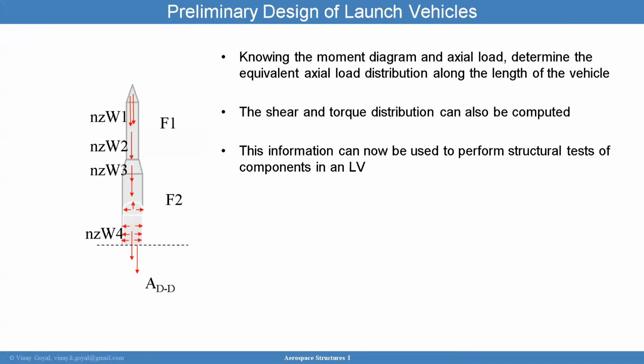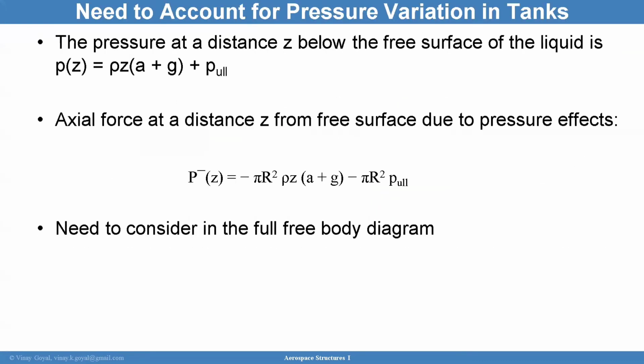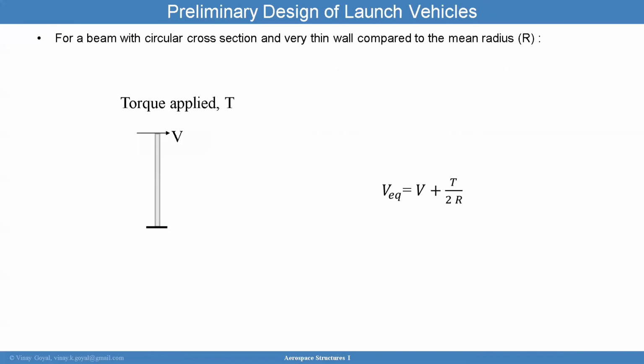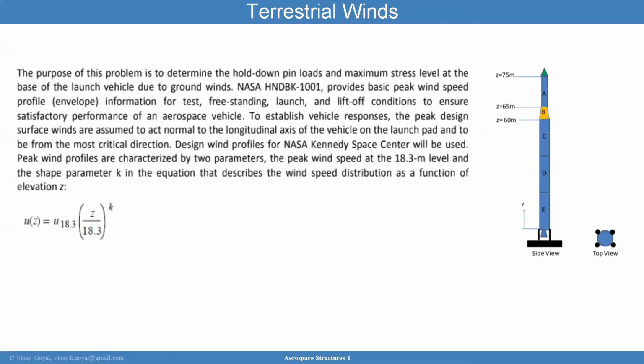That's another loading condition. This is considering flight, right? But there's another condition called terrestrial wind. On the right hand side, you see a vehicle that's attached to the ground with, say, hold down pins, which are quite common. And normally 4 pins, but you can have more or less. And here I'm showing a vehicle which has sections A, B, C, D, and E.